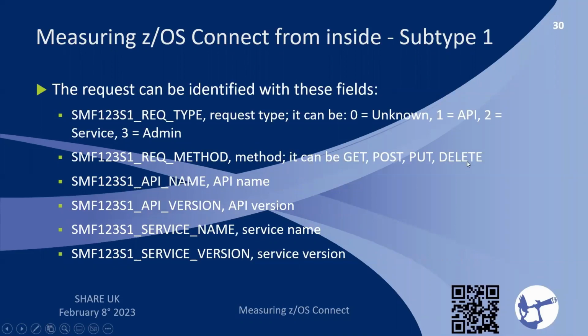With these other fields, you can identify the type of request. The request type can be 0, which means it's unknown, not understood by the system; 1 is an API, 2 is a service, and 3 is an administration request. Then you see the method, and this field may contain the GET, POST, PUT, or DELETE statements. Then the name of the API, the version, the service name, and the service version.